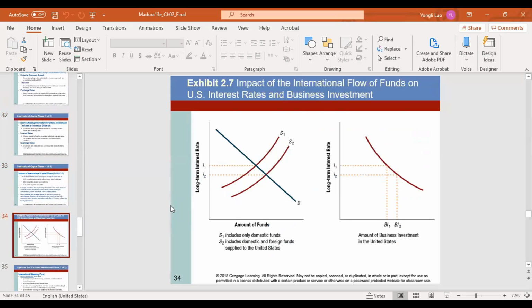Next, we want to talk about the impact of the international flow of funds on US interest rates and the business environment. As we can see, as the amount of funds increases, the demand curve is downward sloping. The long-term interest rate has a negative relation along the demand curve relative to the amount of funds. For the supply curve, that's the opposite.